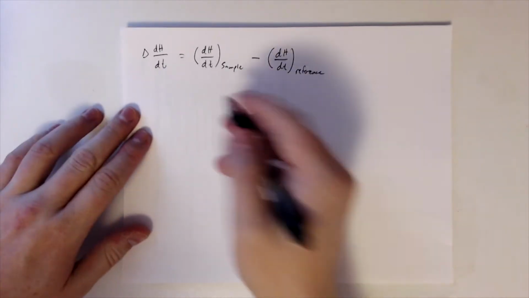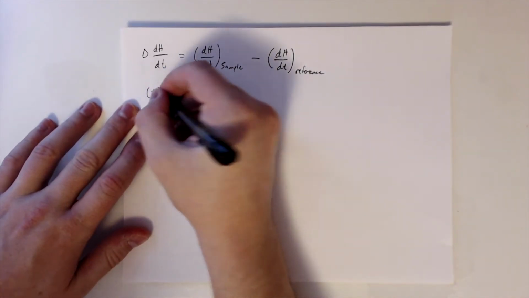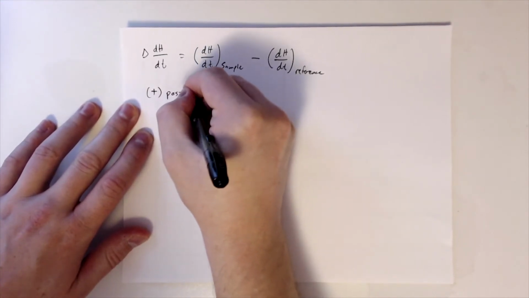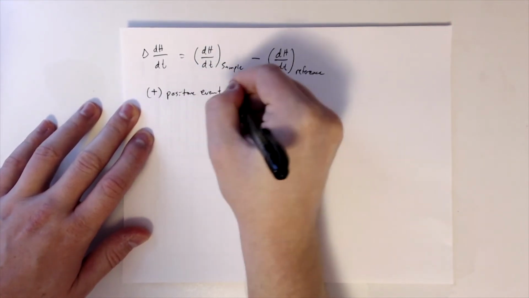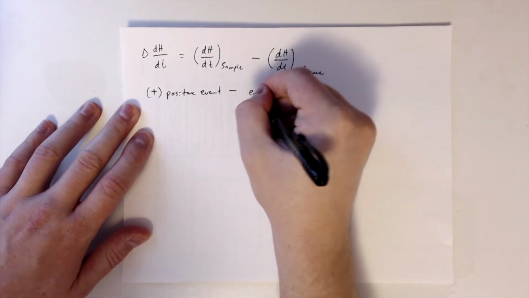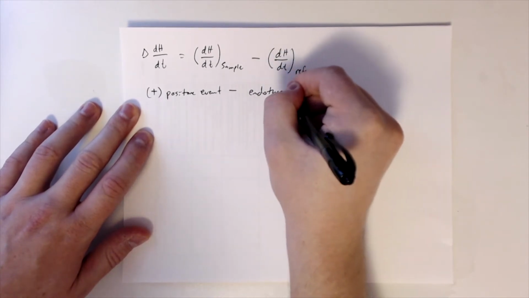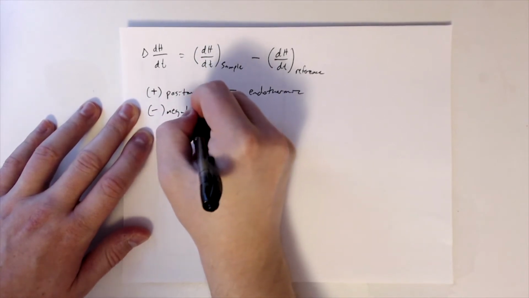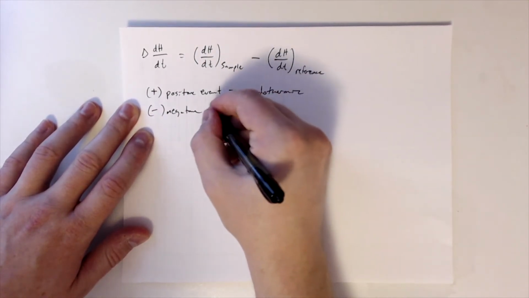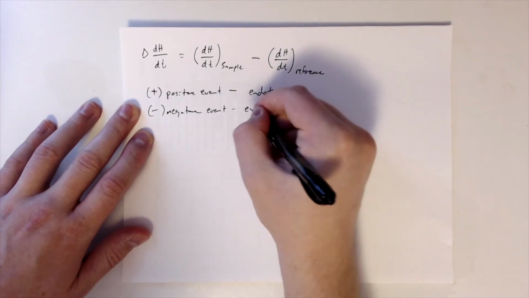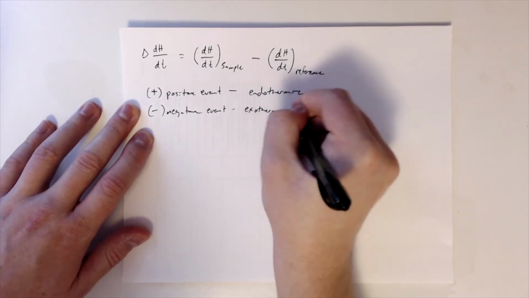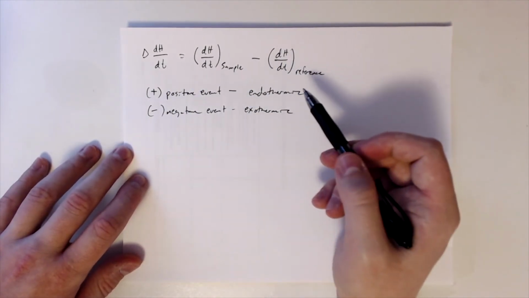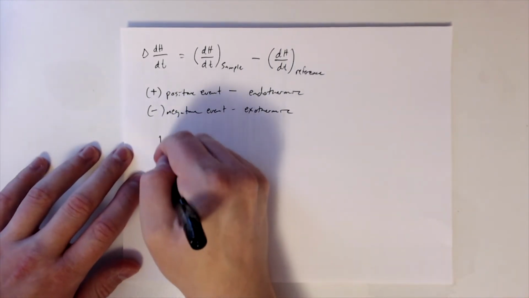And so in this case, the positive event is endothermic and the negative event is exothermic. So this is the convention we've set by using this definition. And so that's going to be important for the curves that we see.